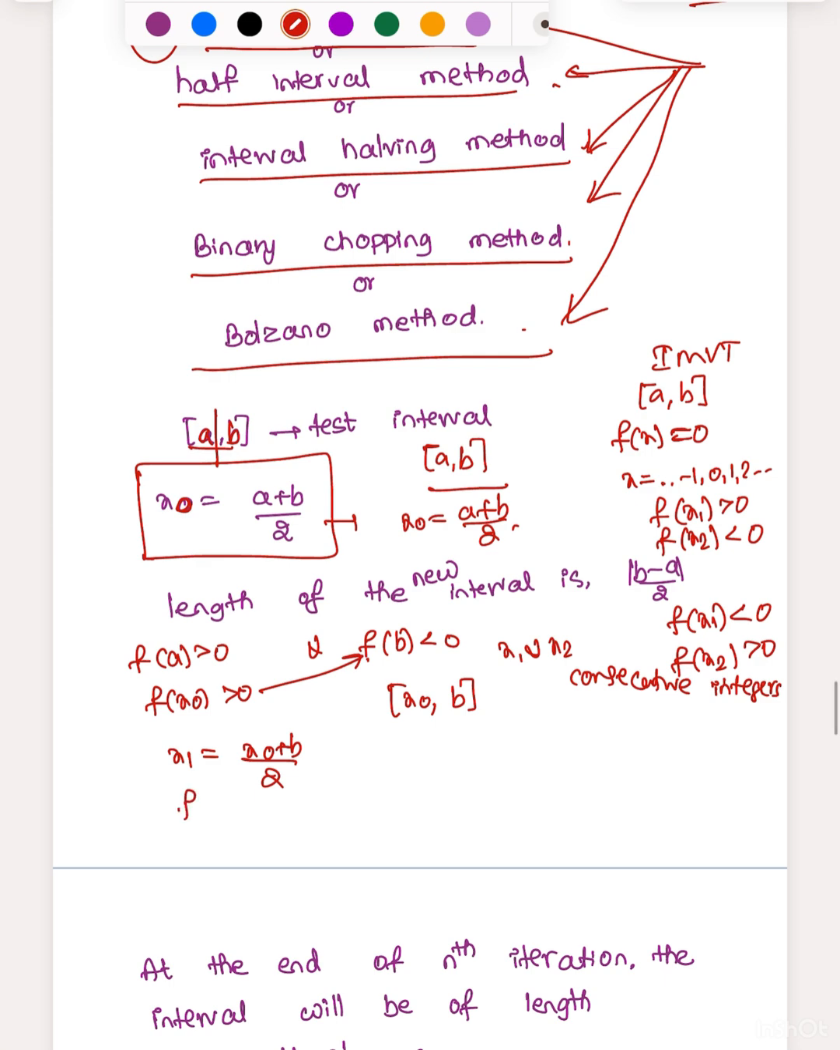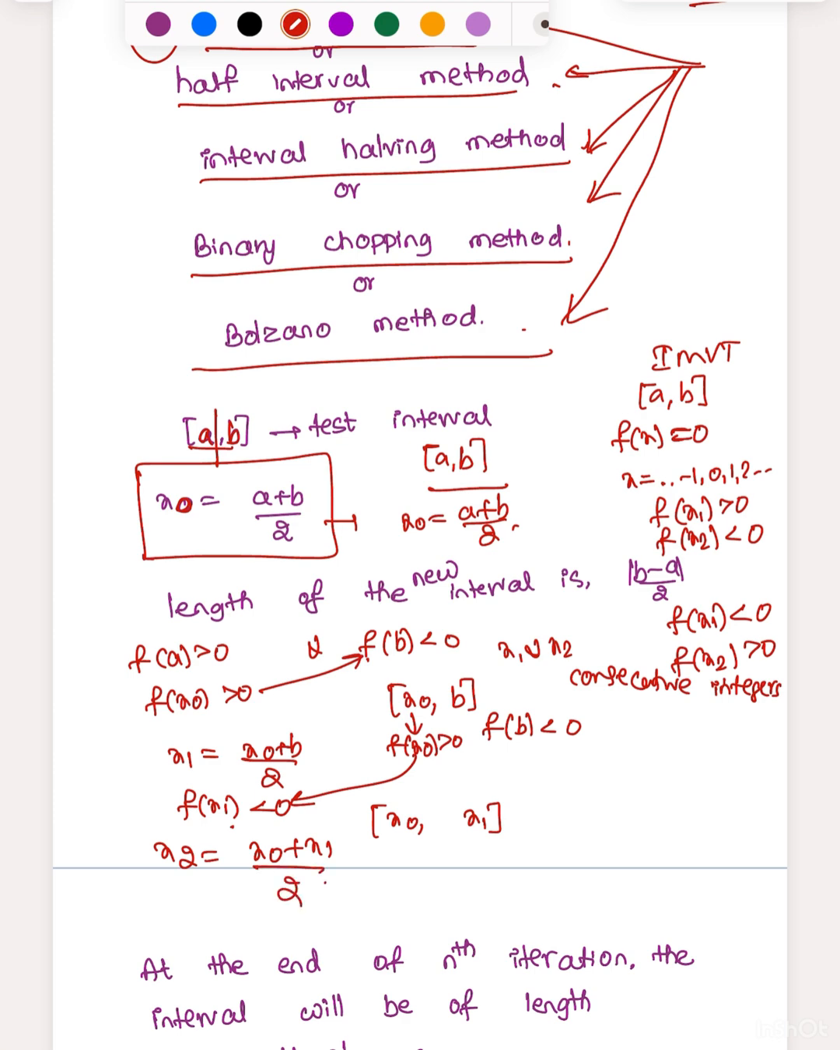Again we have to check the sign of f(x1). Suppose f(x1) is less than 0, then we have f(x0) greater than 0 and f(b) less than 0. Now f(x1) less than 0 means we have to take x0 and x1. So this will be x0, this is x1. Here the third iteration will be x2 = (x0 + x1)/2.